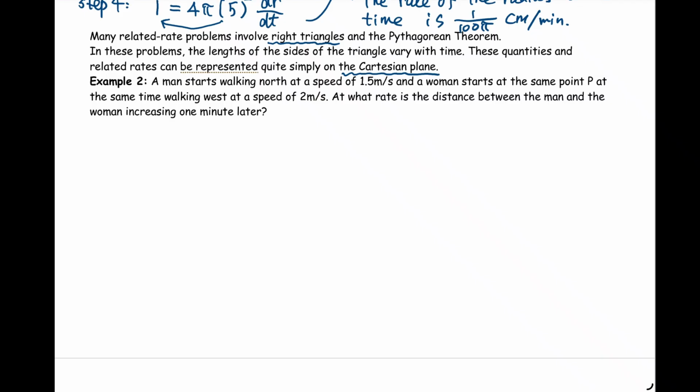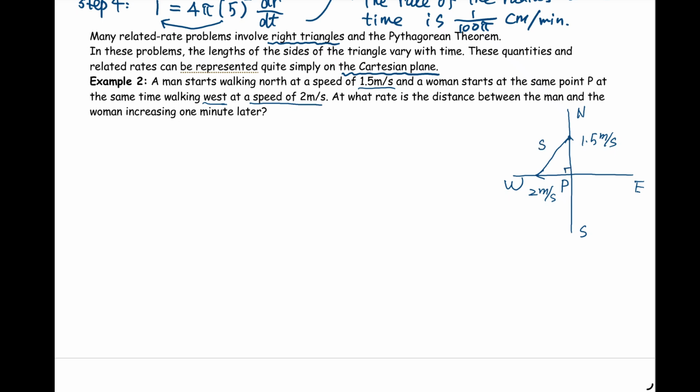So a man starts walking north at a speed of 1.5 meters per second. So we could draw the compass here. This is north, this is south, this is west, this is east. Okay. So he walks 1.5 meters per second, starting from the same point P, and a woman walks west at a speed of 2 meters per second. So west, 2 meters per second. It asks you for the rate of change of the distance between this man and woman.